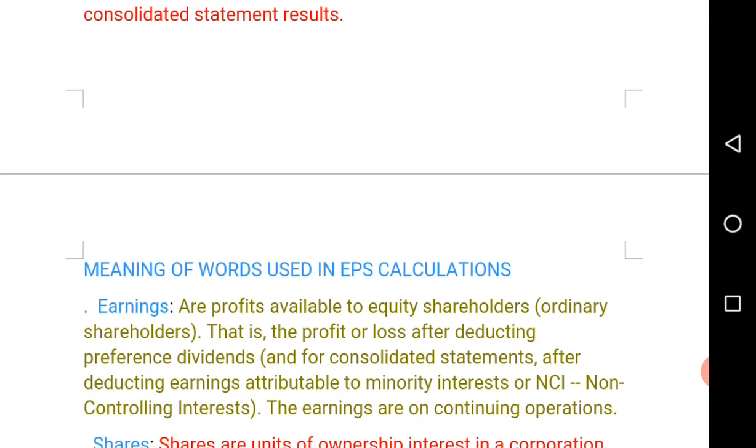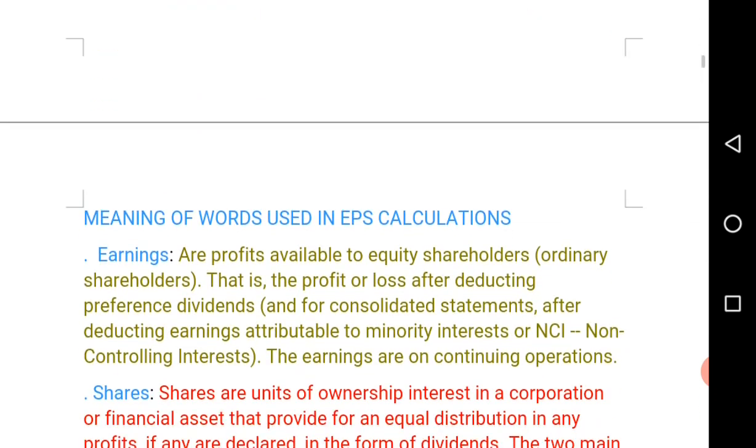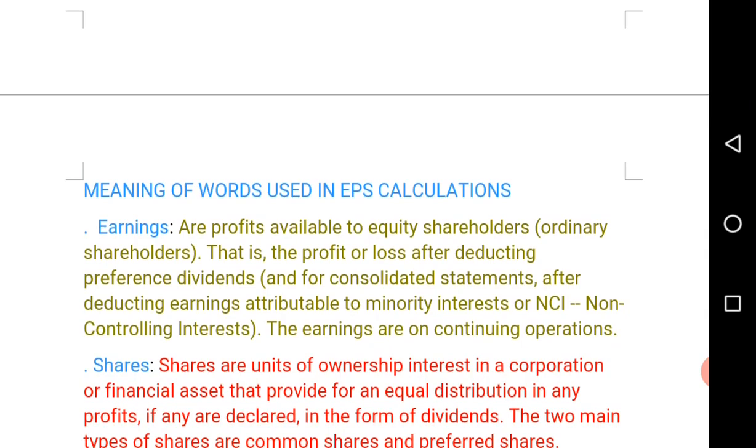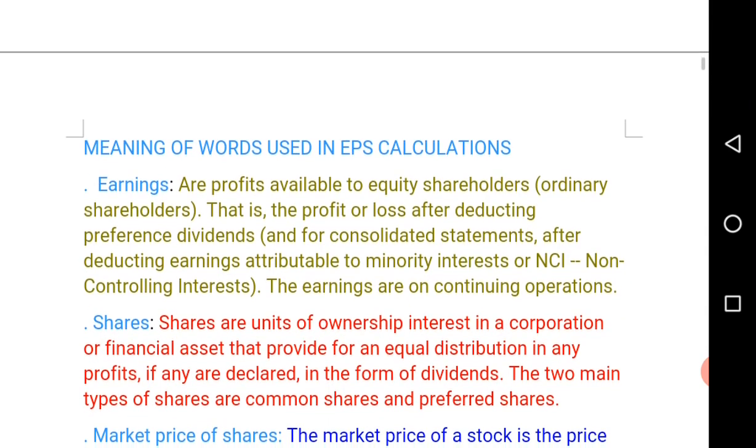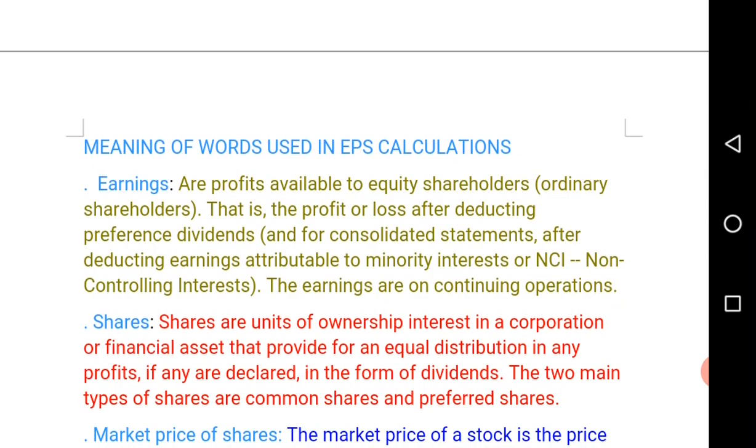So it goes on to say, okay, we're done with that. It says the meaning of words used in EPS. Now we are proceeding and we would also move over to the calculations part. Words that are used in EPS calculation. The first one is earnings. As we said before, we would look at the definition of earnings. Earnings are profits available to equity shareholders. As we said before, EPS's only concern is with equity shareholders and no other person. Ordinary shareholders, right there, ordinary equity shareholders.